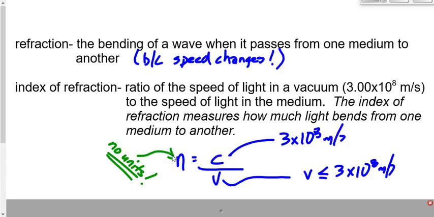And we said right here that the index of refraction measures how much light bends from one medium to the other. Like it's defined as the ratio of the speed of light in a vacuum to the speed of light in the medium. But the higher the number, the more light bends. The index of refraction of water is about 1.3. Light bends. The index of refraction of glass is about 1.5. Light bends more. The index of refraction of diamond is about 2.4. Light bends way more in diamond than it does in glass or in water, because that index of refraction is higher.